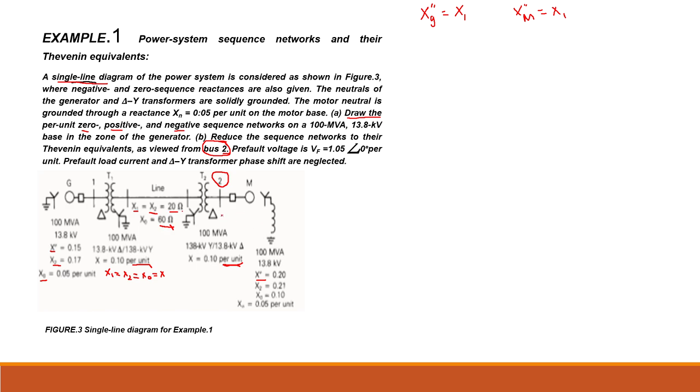And as you see, the voltage at the point of fault at bus bar number 2 is equal to 1.05 per unit. The pre-fault load current drawn from the buses is neglected, and we also neglect the delta-Y transformer phase shift in this question. Now, let us see how to find requirement A, the zero sequence network for this system.